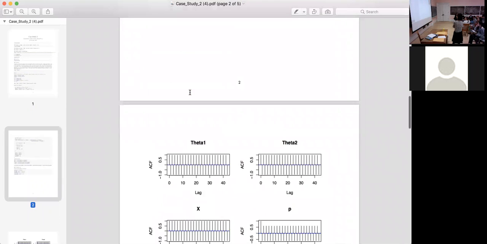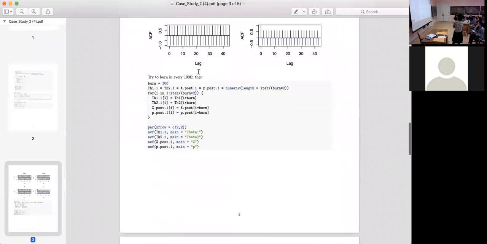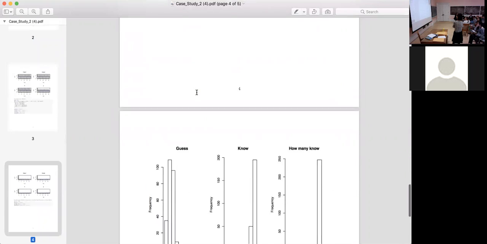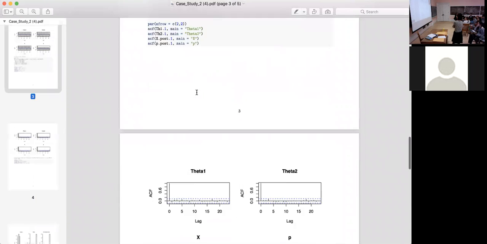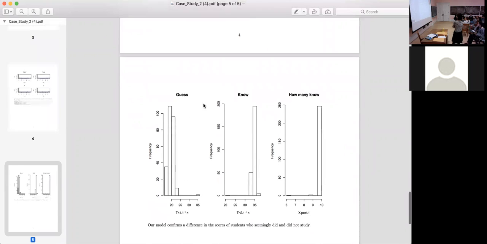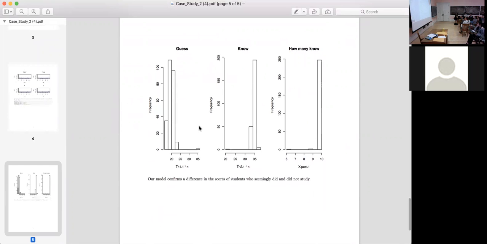And ultimately, after going through a long chain, which has, I don't know how many values, we burned in every 100 and it was much better in the end. The earlier one was not. The result was a very firm confirmation that 10 of them studied and 5 didn't. And the distribution of test scores was pretty much similar, except that here I didn't draw the actual data histogram.